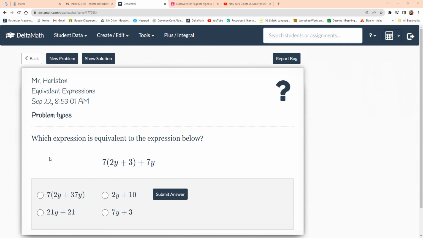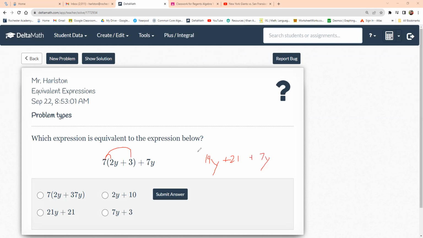All right, so what we have here is an expression 7 times parentheses 2y plus 3 plus 7y. And we're trying to find an equivalent expression. What I would do is I would get rid of the parentheses. So you're going to distribute. 7 times 2 is 14, so that's 14y. And then 7 times 3 is 21. And then, of course, we have this plus 7y over here. So I'm just rewriting it.